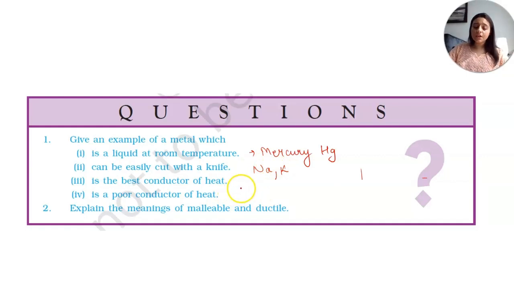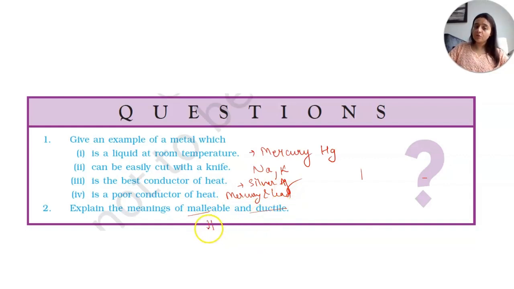Which is the best conductor of heat? It is silver or Ag. A poor conductor of heat is mercury and lead. Explain the meanings of malleable and ductile.